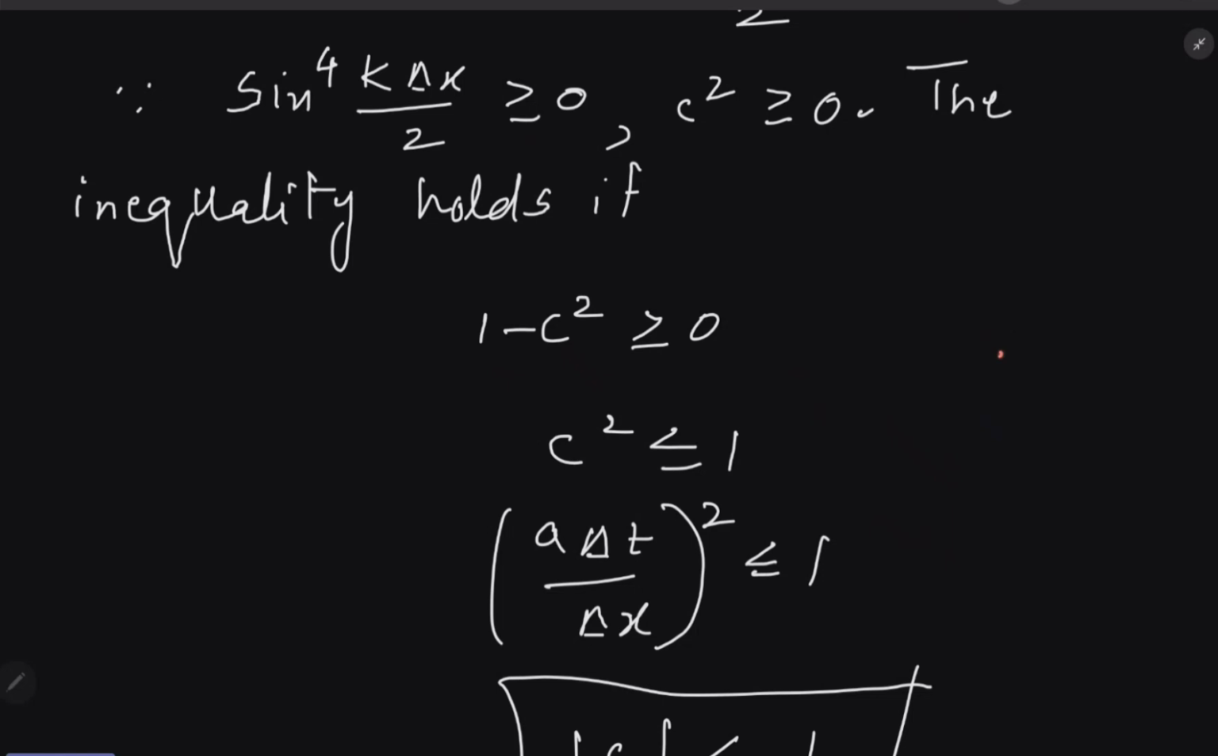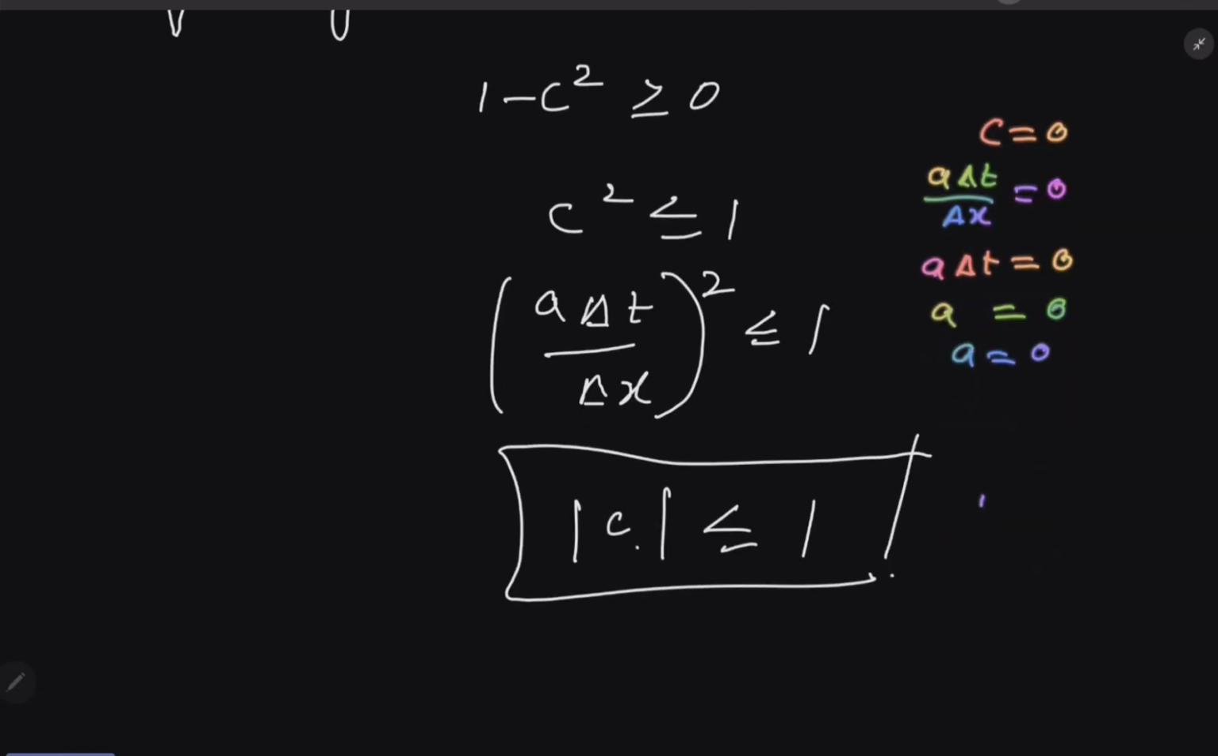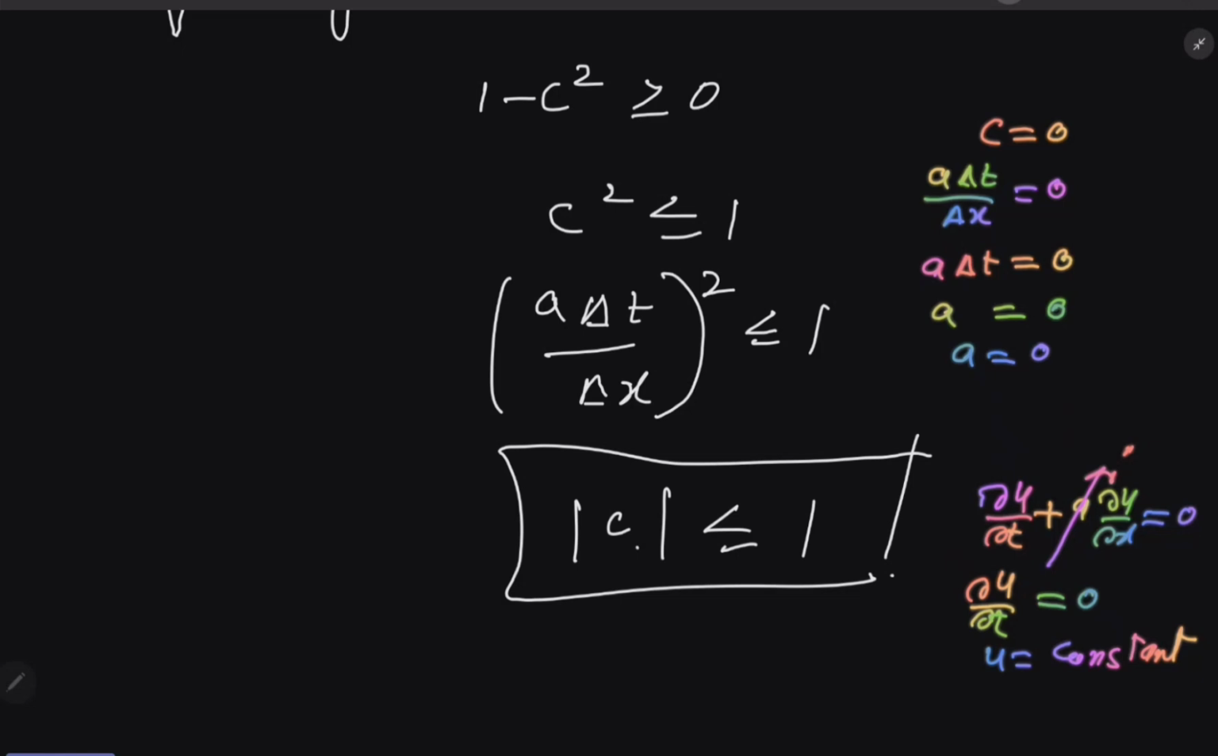0 is sometimes not possible since c is a delta t by delta x. If you put this equal to 0, then you get a delta t is equal to 0, so a is equal to 0 since delta t is a number. And if a is equal to 0, it means that in your advection equation this term is 0, so you get partial u by partial t is equal to 0. It means that your solution is just a constant.